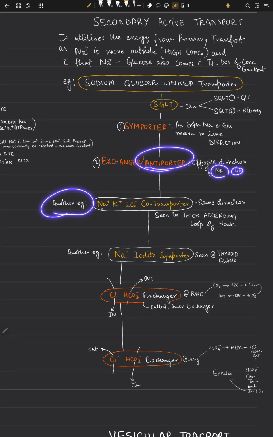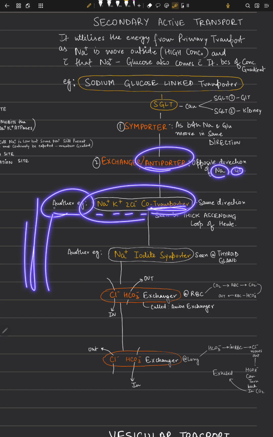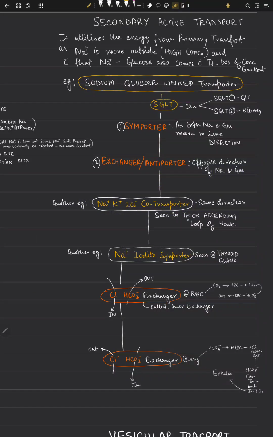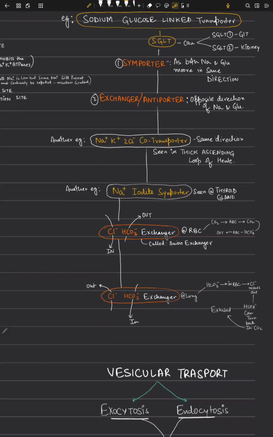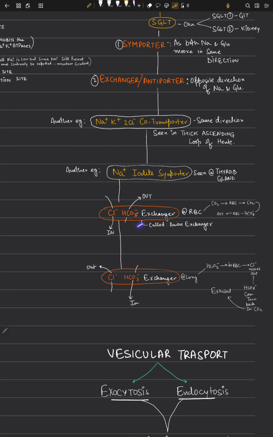Another example, the sodium potassium 2 chlorine co-transporter. It's a co-transport. It means all of these things are moving in the same direction. Where can we see them? In the thick ascending loop of Henle. What about the sodium iodide transporter? We see it in the thyroid gland because we want iodide to make T3 and T4. Another example, the chlorine bicarbonate exchanger.